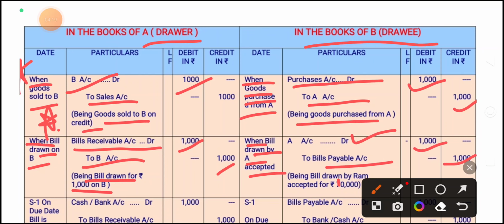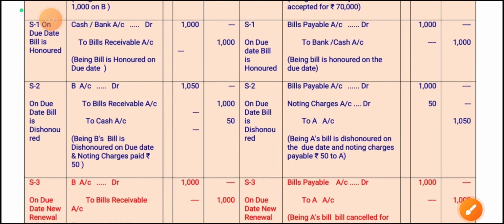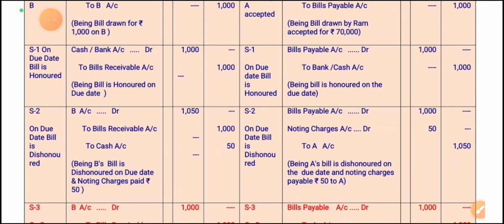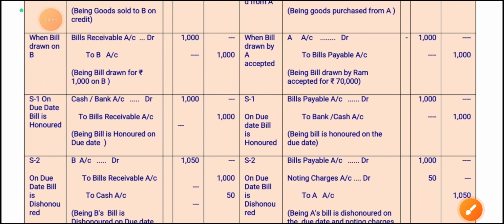By mistake it is mentioned as 70,000. Being bill drawn by A accepted for rupees 1000. Till here you are understanding, I hope. Till here there will not be any problem, as you are all aware of it. Let us come to the situations relating to the bill, and what happens in various situations.